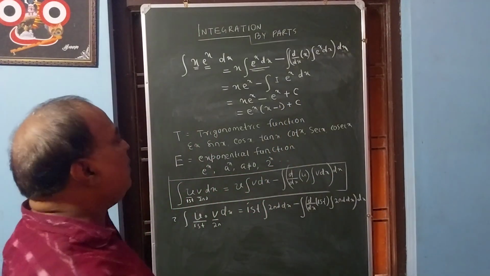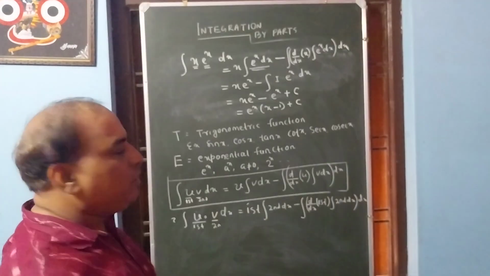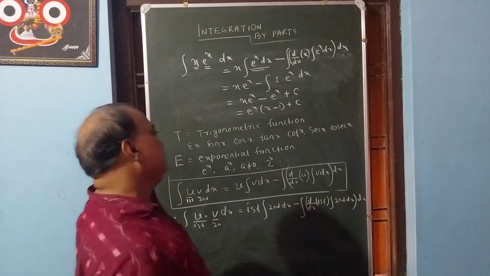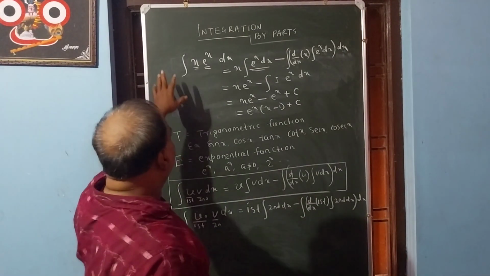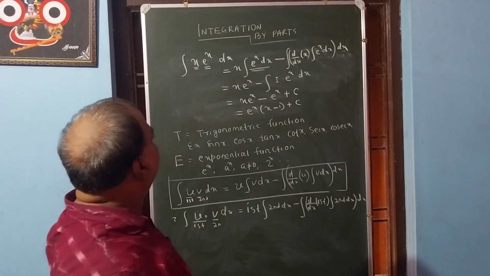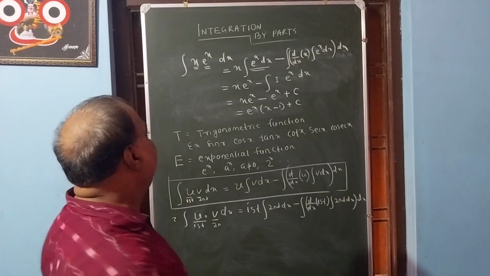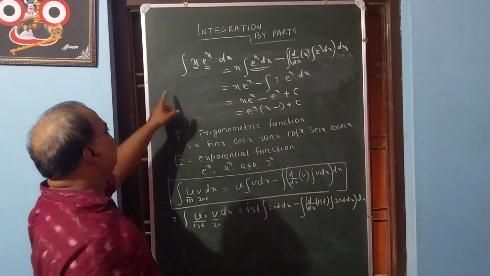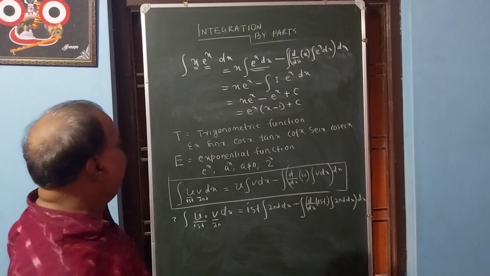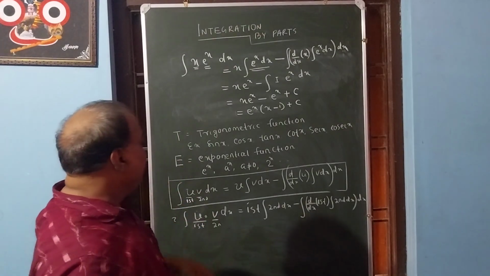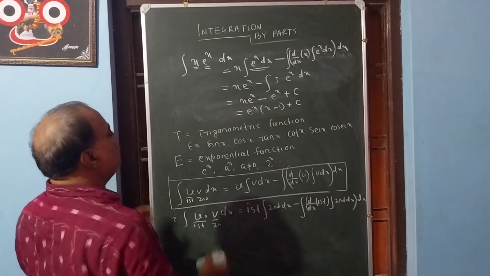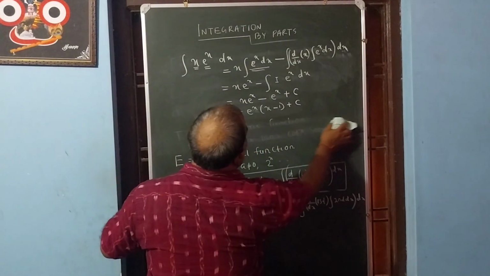Whichever comes first in the order will be the first function, whichever comes second will be the second function. This will be chosen according to the ILATE formula: I means inverse, L means logarithm, A means algebraic, T means trigonometry, E means exponential function. Okay, so let us take another example.